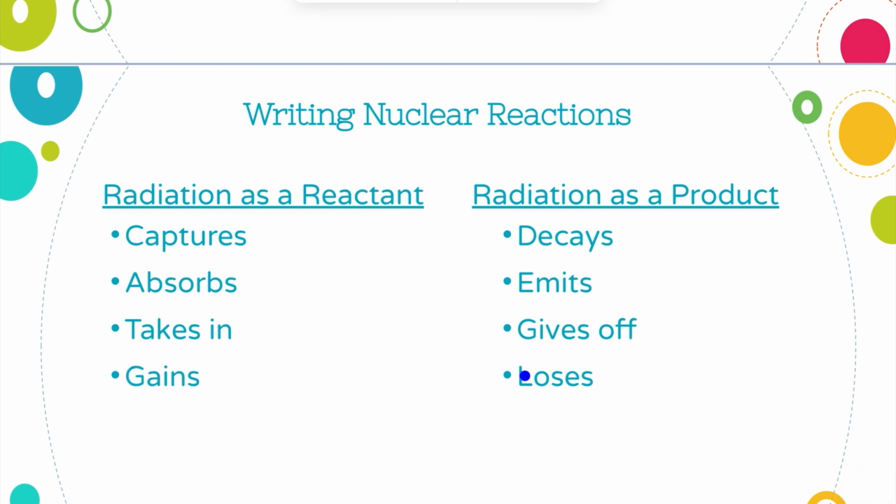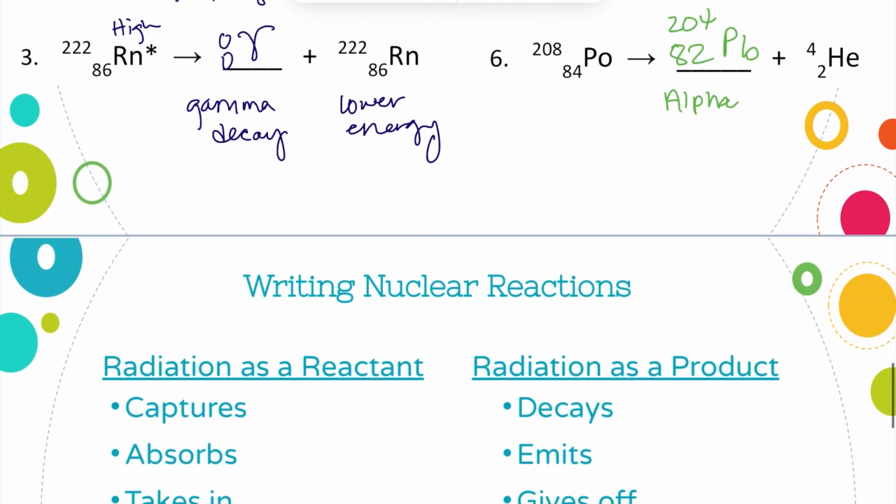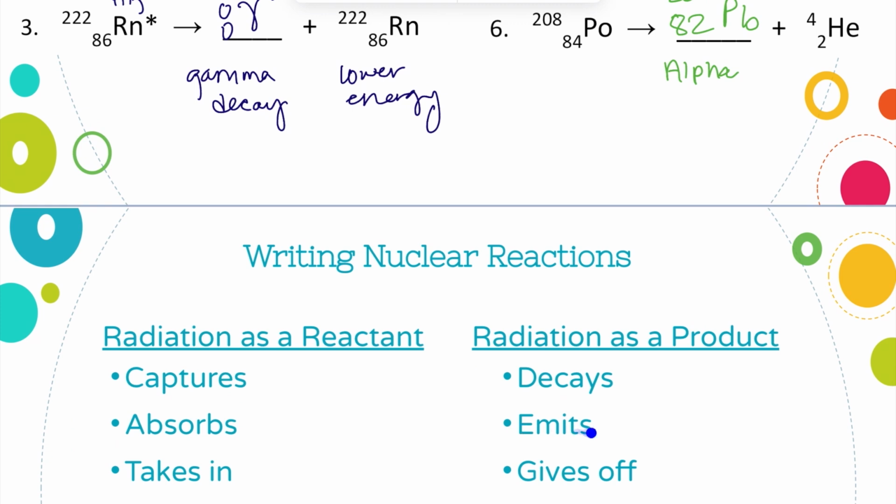Radiation as a product: decays, emits, gives off, loses. We could say here radon-222 undergoes gamma decay, or emits a gamma ray, or undergoes that gamma decay, any of those sorts of things where you're saying what that particle is, loses something.